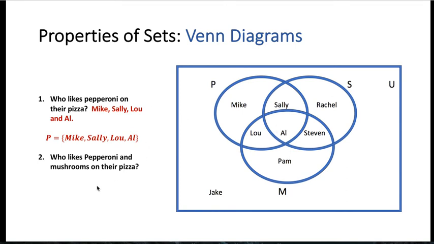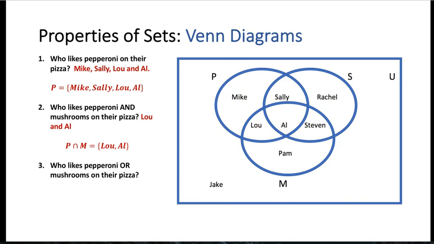Okay, try another one. Who likes pepperoni and mushrooms on their pizza? Did you think that it was Lou and Al? Hopefully you did, because Lou and Al are those students that like pepperoni and mushrooms on their pizza. We don't put Mike in that group because he doesn't like mushroom on his pizza. Same with Sally. We don't put Pam in that group because Pam only likes mushrooms. So the answer is Lou and Al.